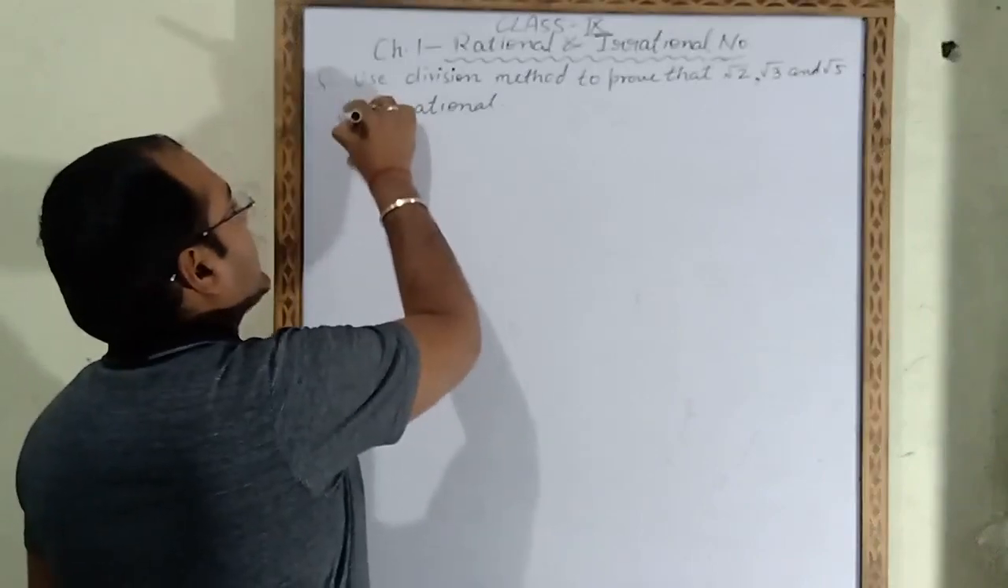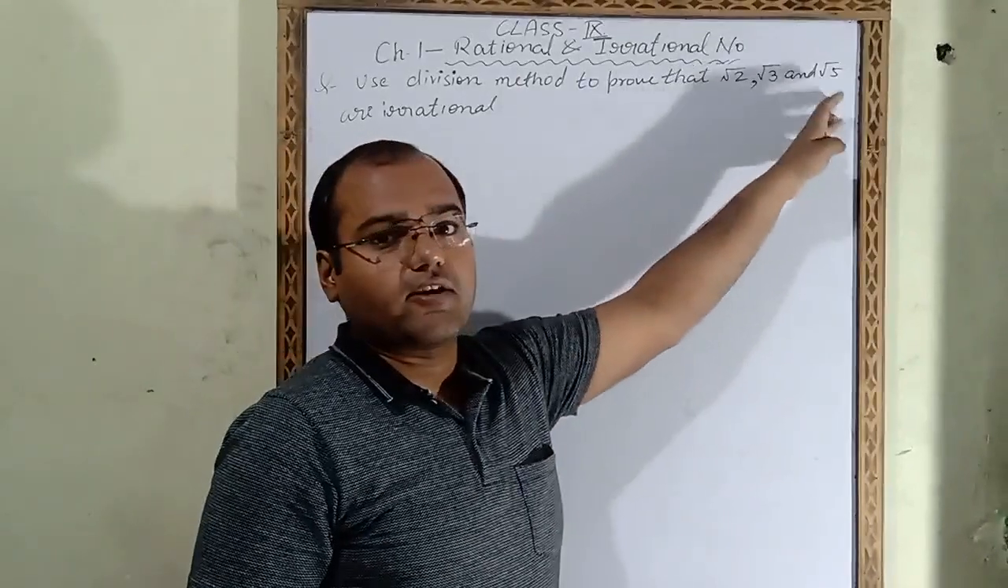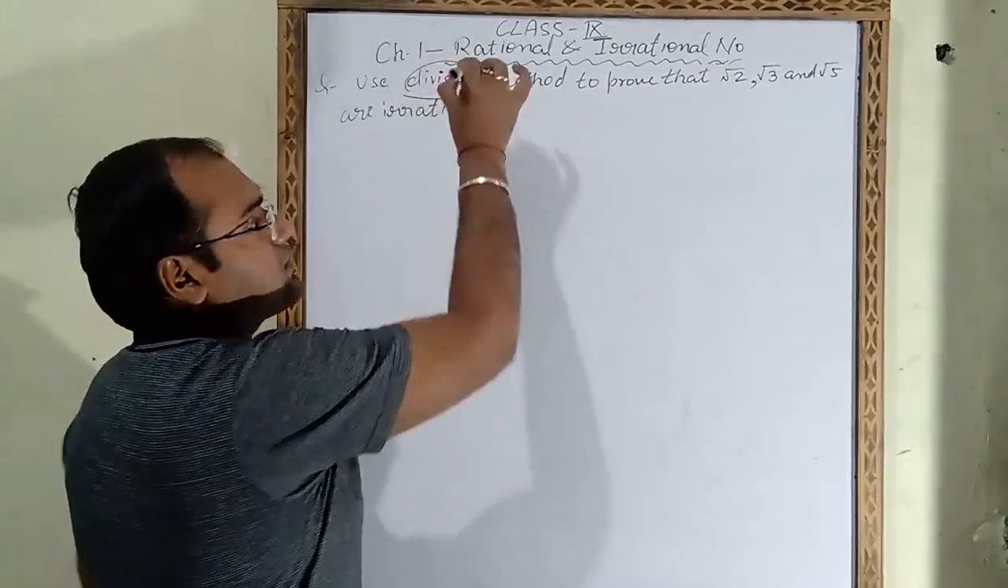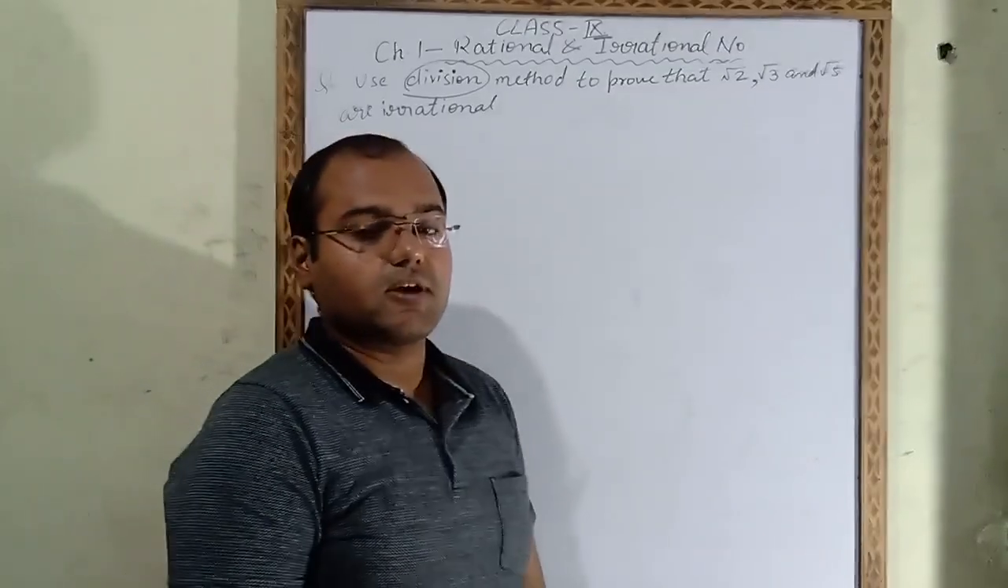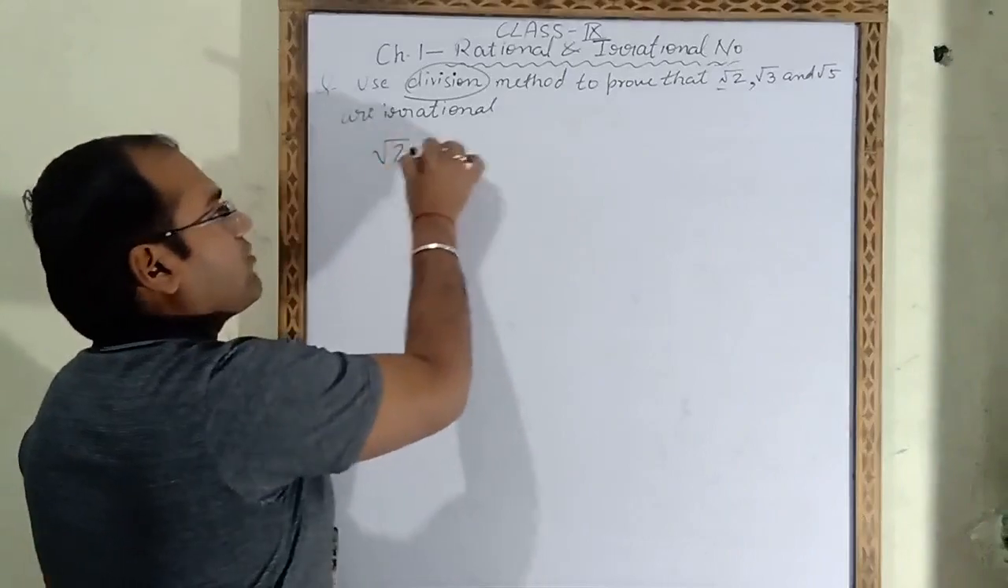We have to prove that root 2, root 3 and root 5 are irrational, and which method do we have to use? We have to use the division method. In this method, let's start with root 2. We will solve for root 2 first.